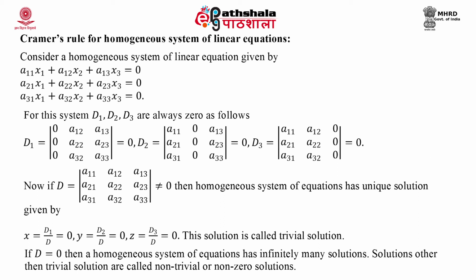So the homogeneous system cannot have no solution, or it will never be inconsistent. It will always be consistent. It may have either a unique solution, which is the trivial solution, or it may have infinitely many solutions. If d is 0, then the homogeneous system of equations has infinitely many solutions. Solutions other than trivial solutions are called non-trivial or non-zero solutions.